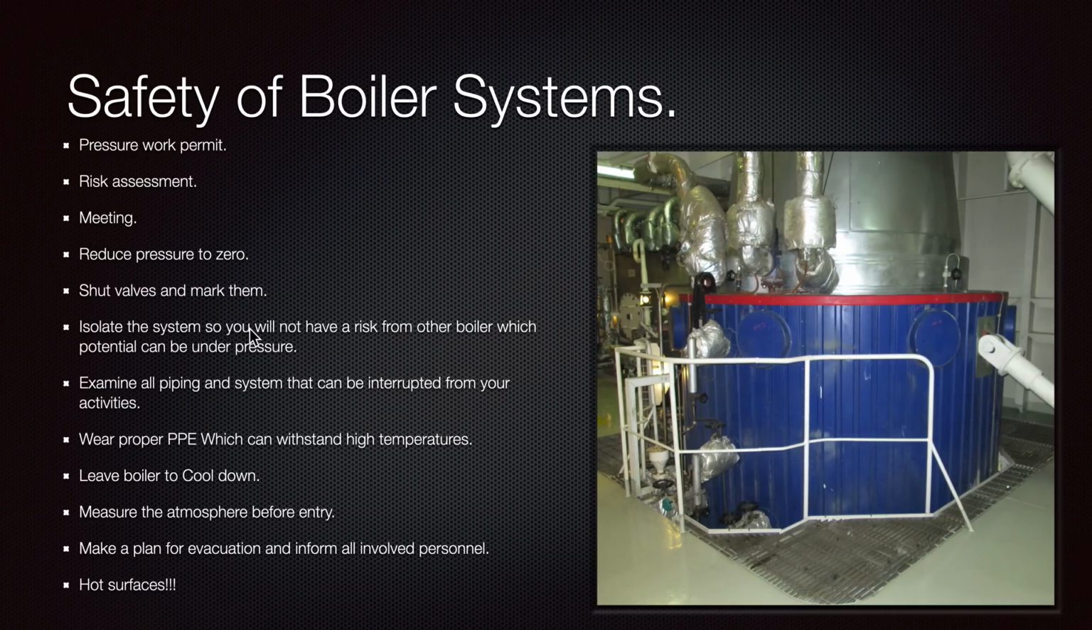So the next step is to isolate the system, so you will not have a risk from the other boiler, which can potentially be under pressure. When we are working on one boiler, as we know, the boiler system is closely associated with the lines, and one boiler with another. There are some separation valves which will withstand the pressure, and a non-return valve, but do not always rely on the non-return valve being closed or operating properly.